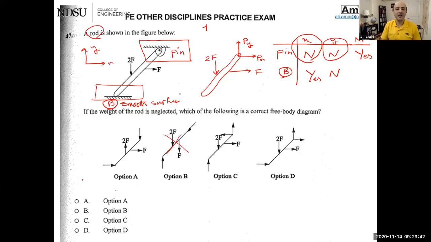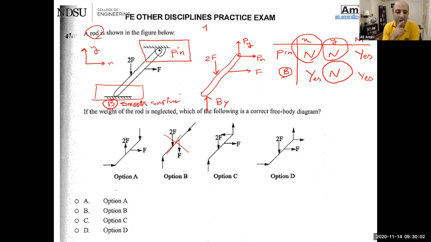Yes. Can this rotate around point B? Again, if I only look at point B, yes, it can move. So the only thing that I need to consider is a no. So this will give me BY, something like that.